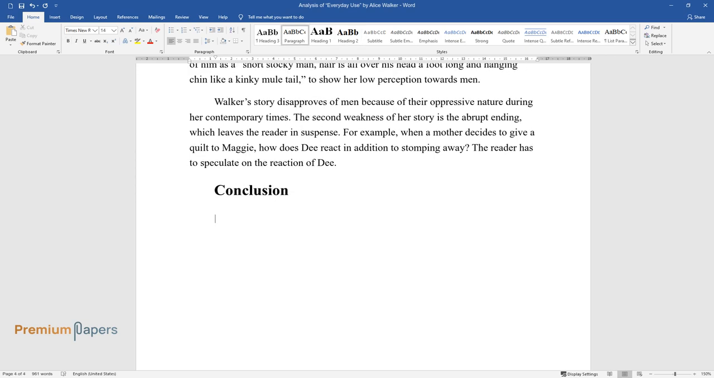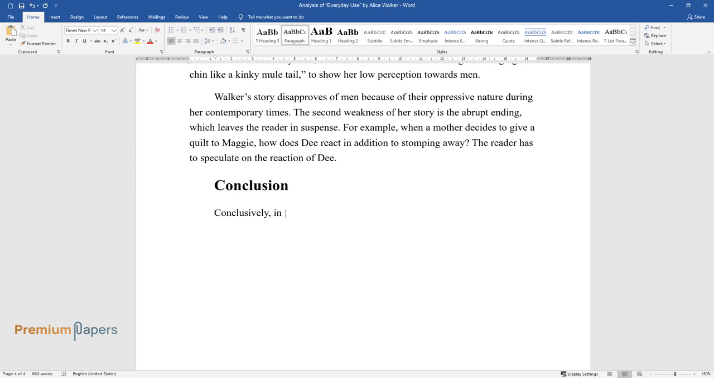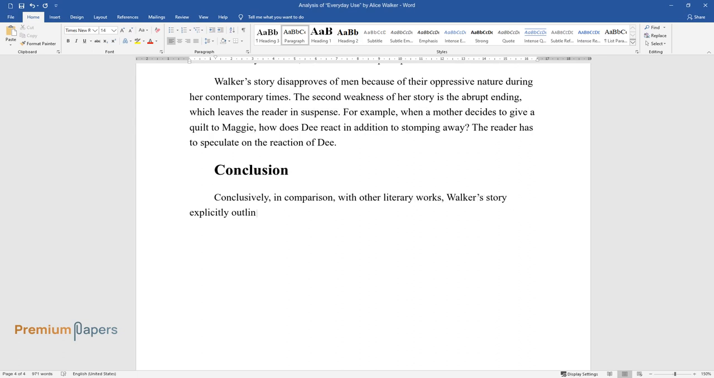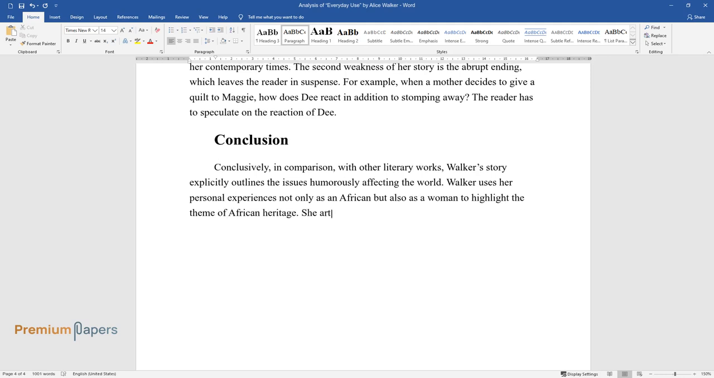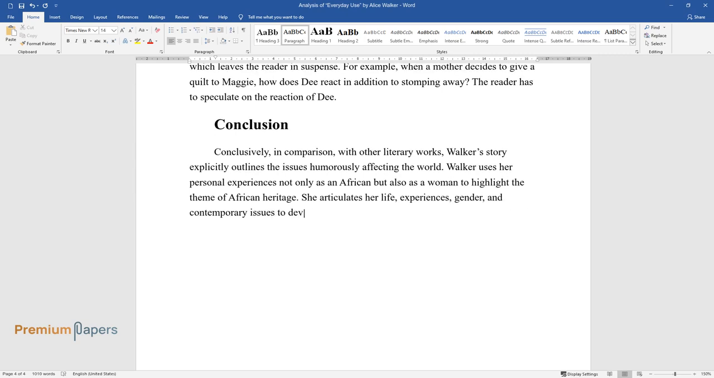Conclusion. Conclusively, in comparison with other literary works, Walker's story explicitly outlines the issues affecting the world. Walker uses her personal experiences not only as an African but also as a woman to highlight the theme of African heritage. She articulates her life, experiences, gender, and contemporary issues to develop her theme.